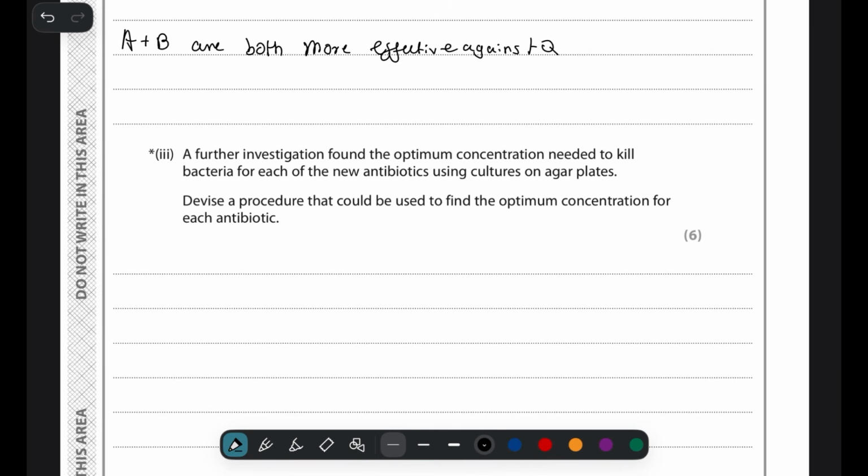Okay, finally we have the serious question on the practical. They said the further investigation found the optimum concentration needed to kill bacteria for each of the new antibiotics using cultures on agar plates. So for each antibiotic, we need to do a procedure to find the optimum concentration. First thing you're going to think is, I need to think about this practical. It's a core practical. What was really important? Aseptic technique was pivotal, so we need to talk about aseptic technique. This will be about autoclaving or making sure your things are clean. That's something that needs to be mentioned.